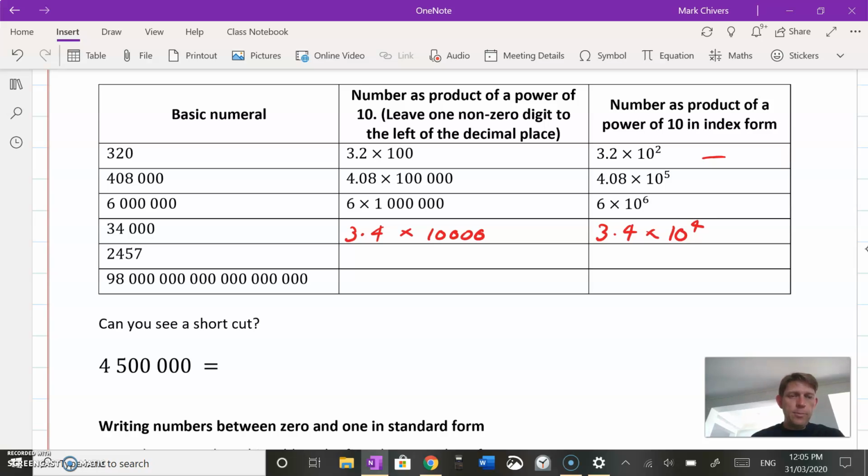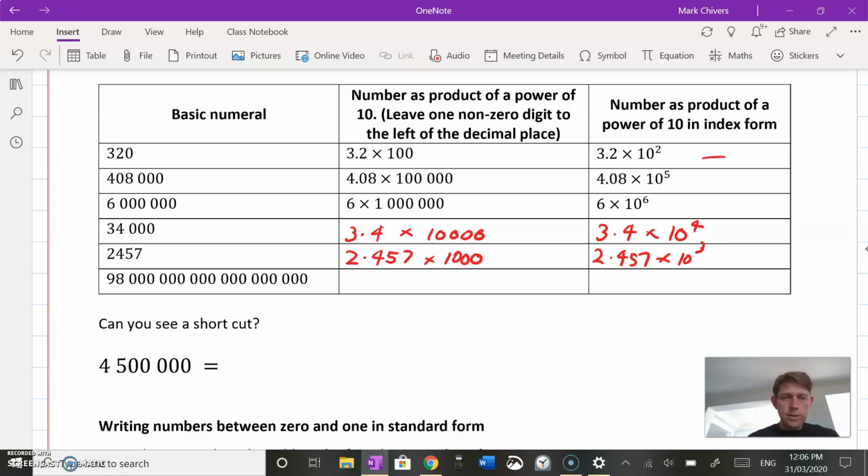Our next example is 2,457. Well, that's 2.457 lots of 1,000. 1,000 is 10 to the power of 3 because there's 3 zeros. So we've actually got 2.457 times 10 to the power of 3.